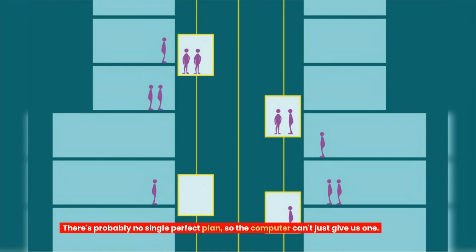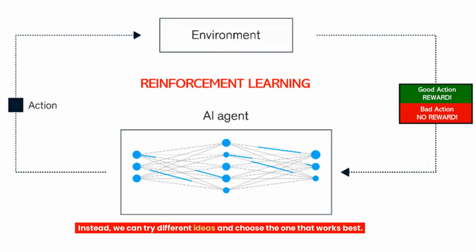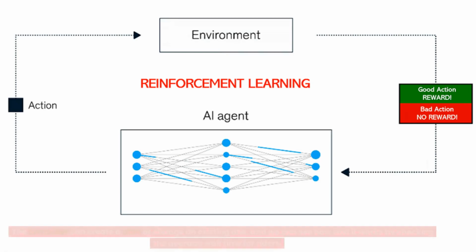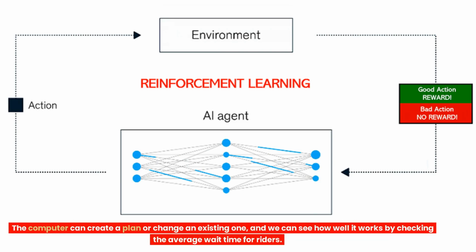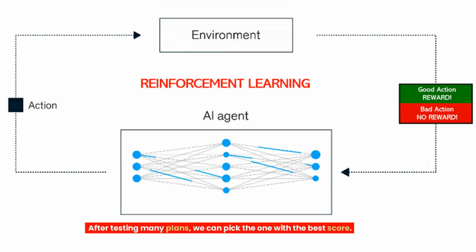There's probably no single perfect plan, so the computer can't just give us one. Instead, we can try different ideas and choose the one that works best. The computer can create a plan or change an existing one, and we can see how well it works by checking the average wait time for riders. After testing many plans, we can pick the one with the best score. As time goes on and patterns change, we can keep trying new ideas and always use the best plan.